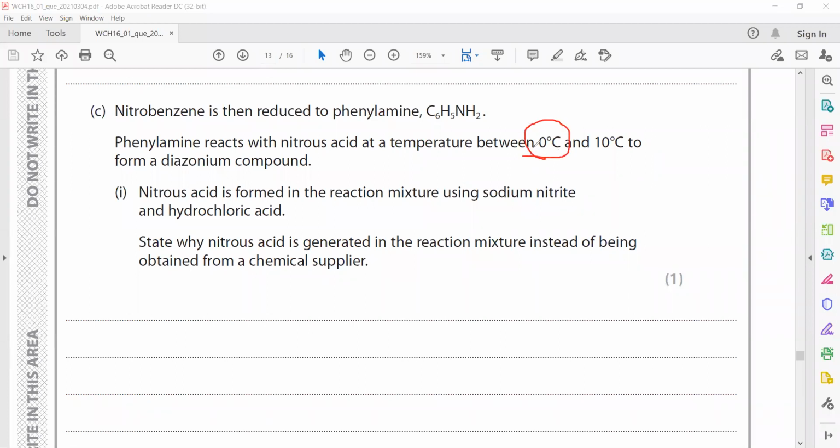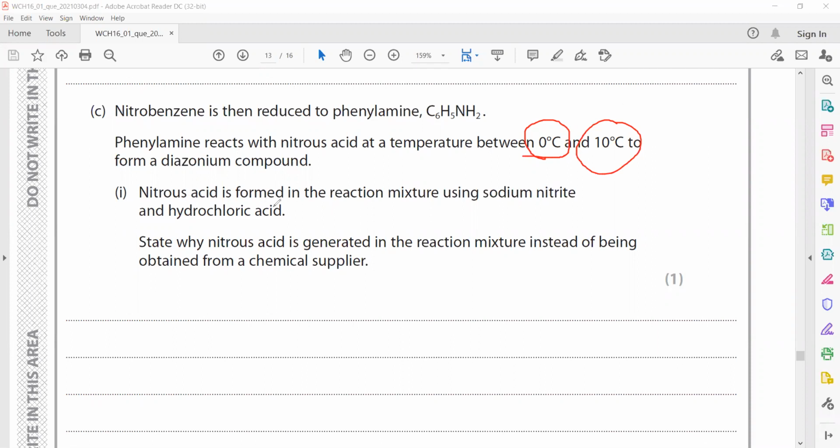Between 0 and 10, why not less than 0? Because the reaction will be slower. And why not more than 10? Because these azo compounds are not stable. That is why they might decompose above 10 degrees.